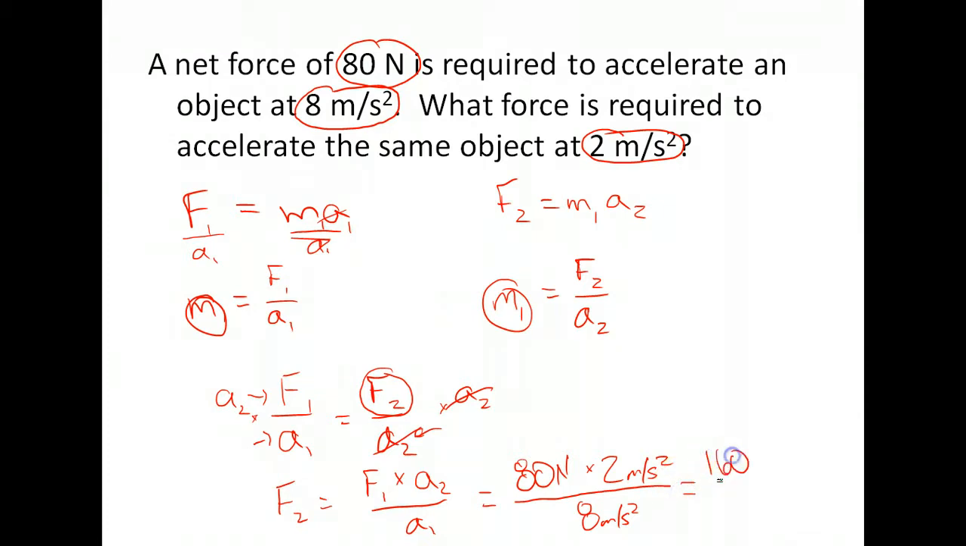So that would give us 160 over 8. And if we do 160 over 8, we would end up with 20 newtons of force. So if you were to push that thing with 20 newtons of force, it would only accelerate at 2 meters per second squared. Alright.